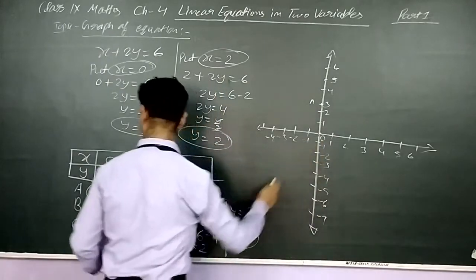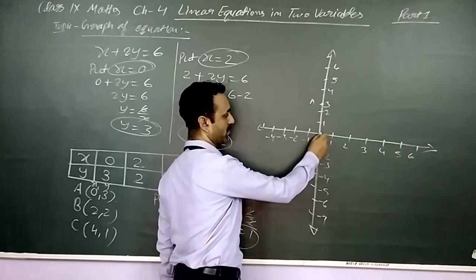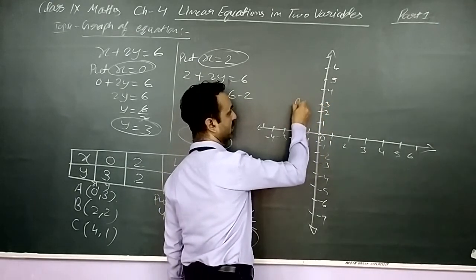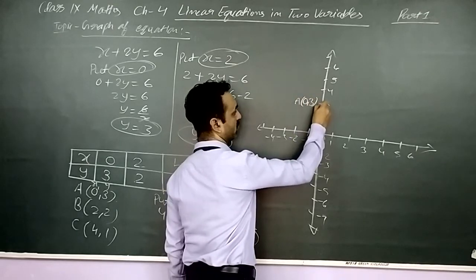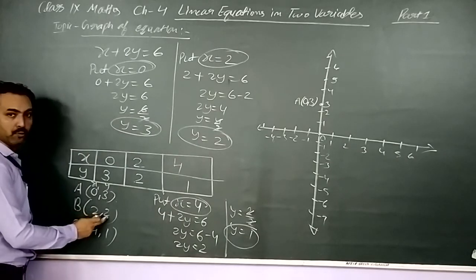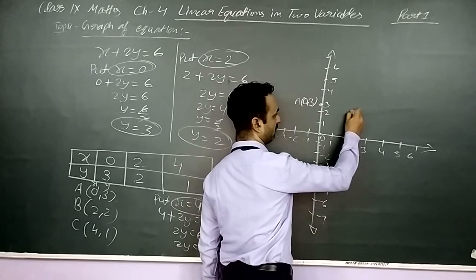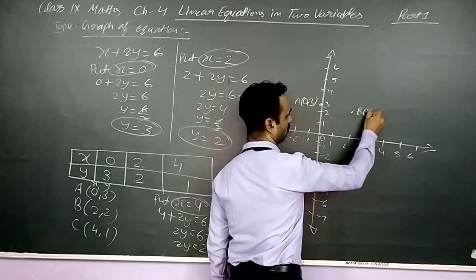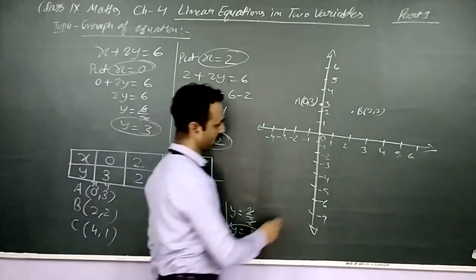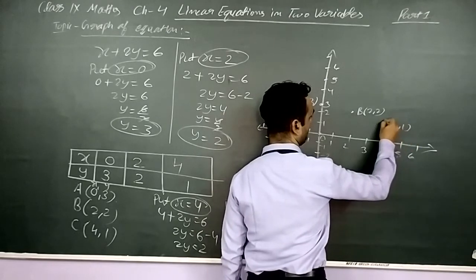So we plot the first point (0, 3): 0 on the x-axis and 3 on the y-axis. So this A point is (0, 3). So this is the first point. Now second point B (2, 2). So 2 on the x-axis and 2 here. So this is B point (2, 2). Third point (4, 1), C point. 4 here and 1 is here. So (4, 1) and this is C point.